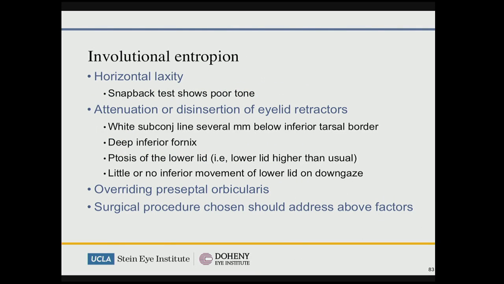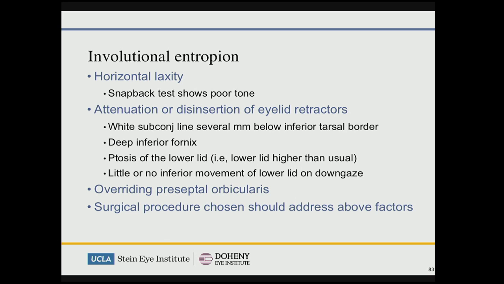An involutional entropion is characterized by horizontal laxity, attenuation or disinsertion of the eyelid retractors, and an overriding preseptal orbicularis. Horizontal laxity can be tested. It's usually fairly obvious, but it can also be tested with the snapback test, in which you pull the lid away from the eye and it shows poor tone. And attenuation or disinsertion of the eyelid retractors can often be seen clinically.